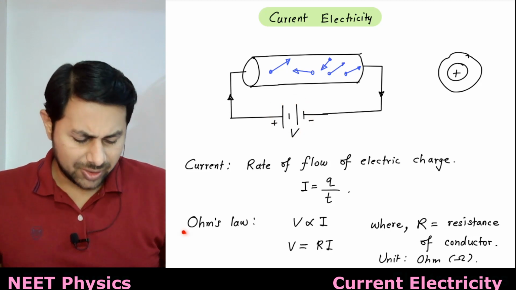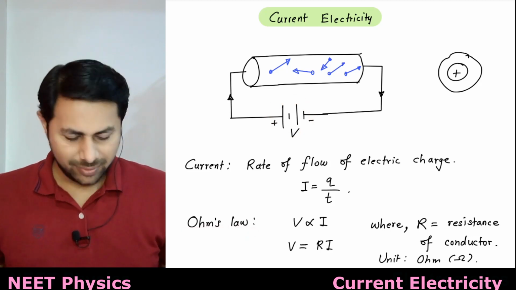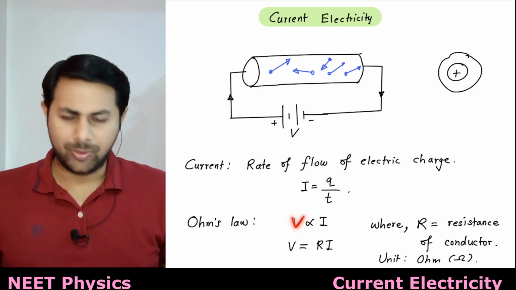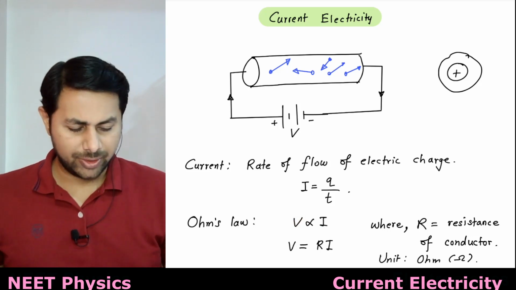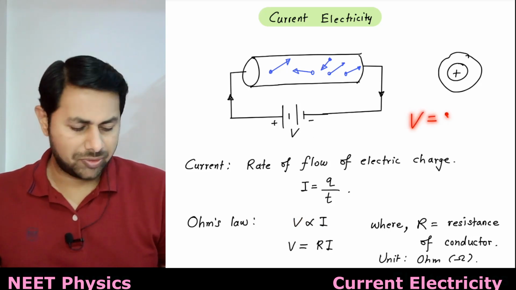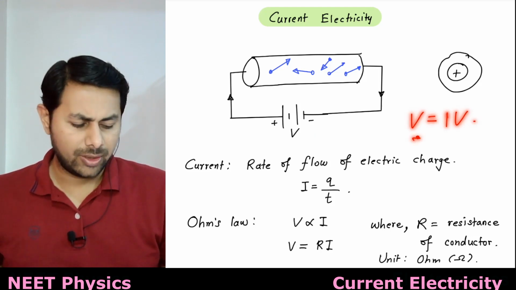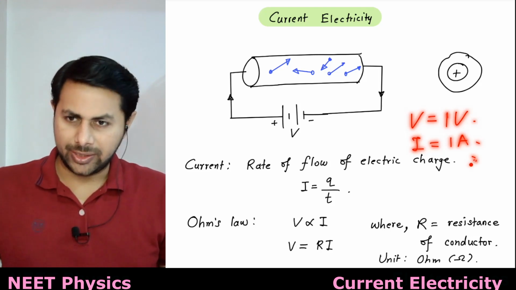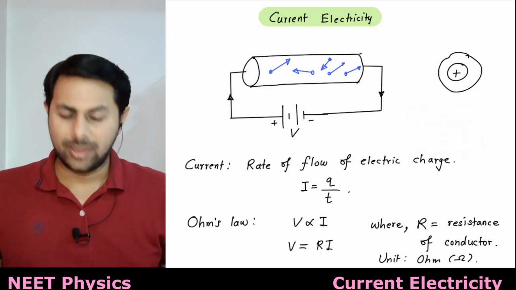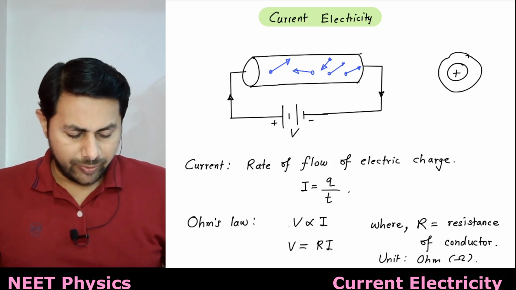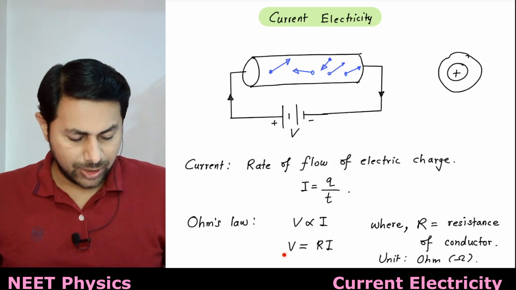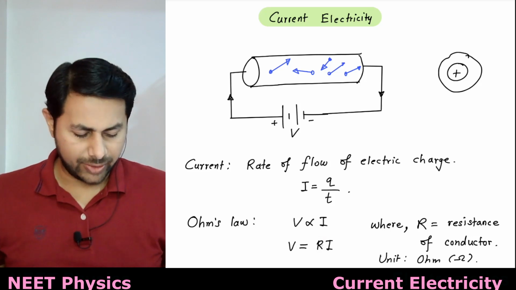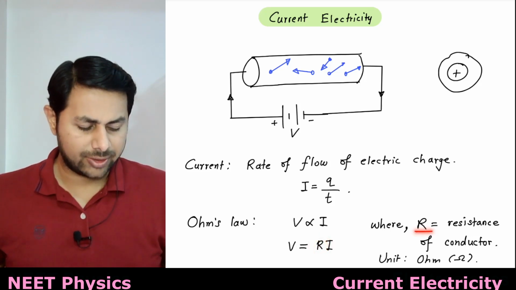And then there is this law called Ohm's law, which says that the current through the conductor is directly proportional to the potential difference applied across it. That means, suppose when potential difference applied is equal to, let's say, 1 volt and current of 1 ampere flows, then if you increase the potential difference, if you make it 2 volts, the current will also increase, right? It will become 2 amperes, so on and so forth. So V is proportional to I, and the proportionality constant between V and I is called the resistance of the conductor. It is denoted by R.